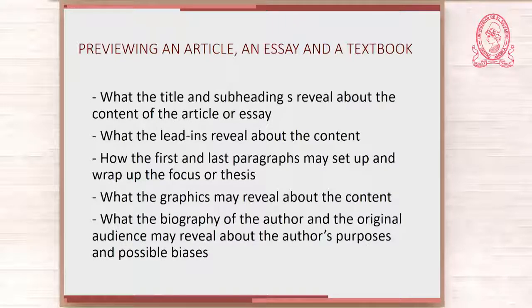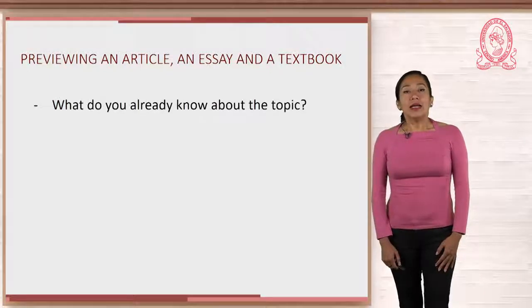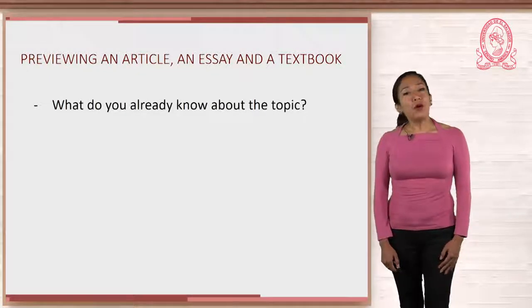And finally, what did you read about the biography of the author? What does it tell you? What does the original audience reveal about the author's purposes and possible biases? Let's finish with the third part. In this part, you have to answer the following questions. What do you already know about the topic?